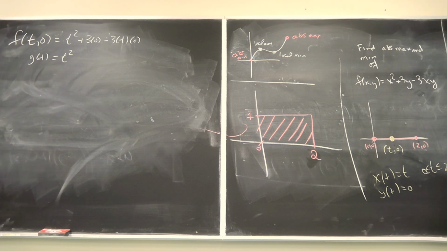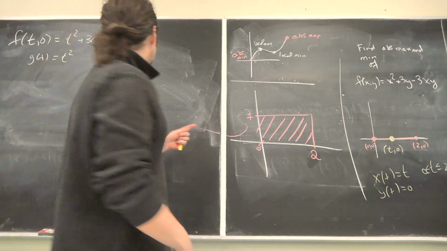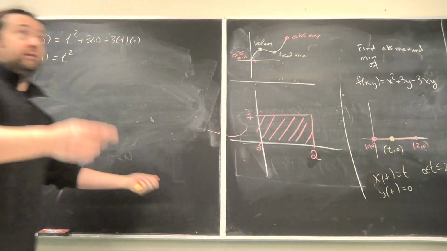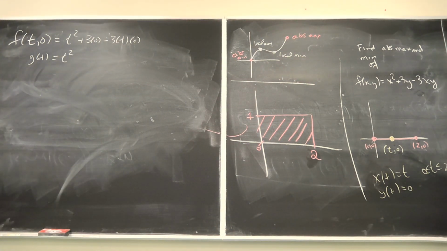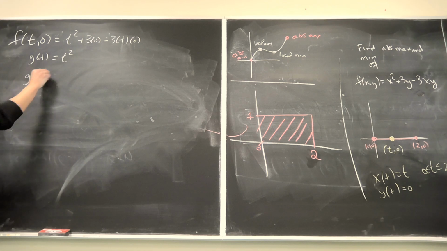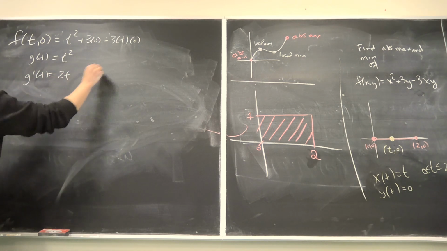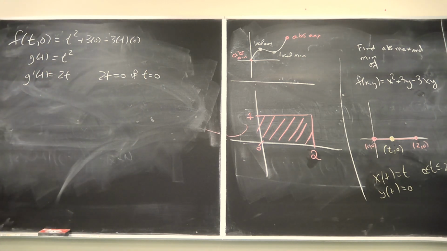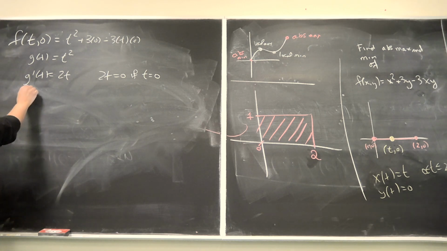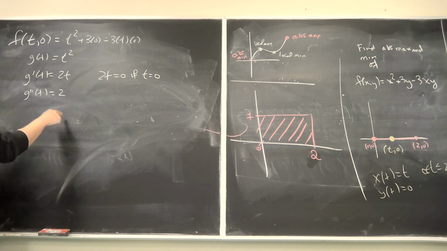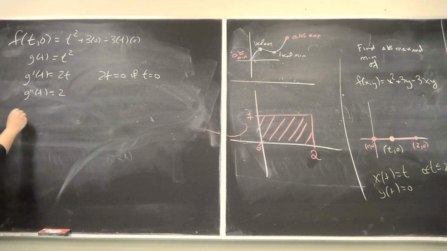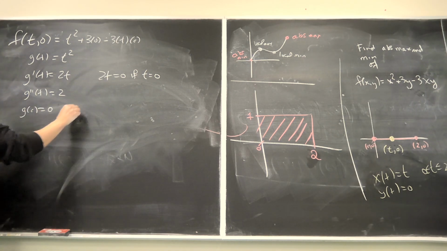Now I've made a one-variable calculus problem. I've got a function t squared sitting over this line segment right here. How do I find its max and min? Okay, g prime of t is equal to 2t. 2t is equal to 0 if t is equal to 0, so that's a critical point. You can second derivative test that if you want to. G double prime of t is equal to 2, which is positive, so this critical point is a local minimum. G of 0 equals 0 is a local min.